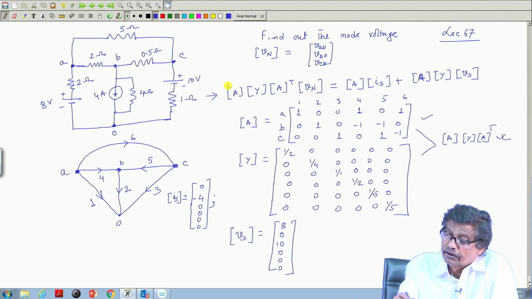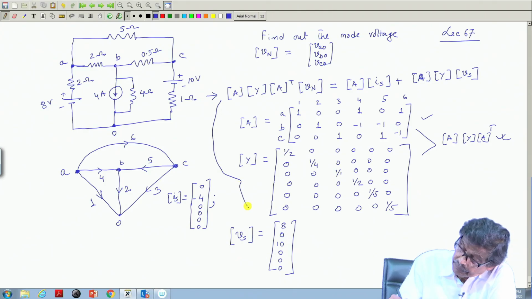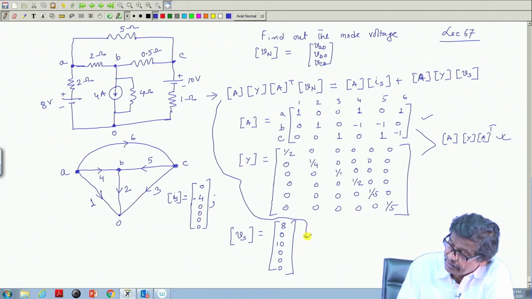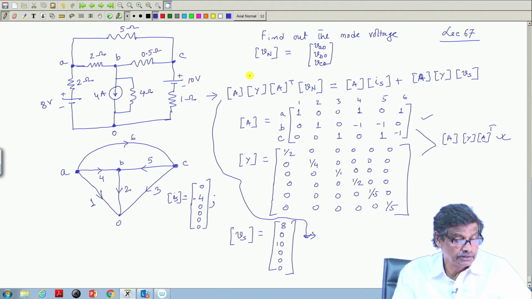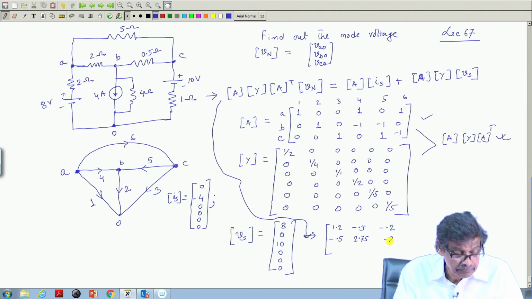Therefore, I now know everything of this equation. I will calculate A y A transpose. I will just give you the final result. So, this equation I am putting the numbers. If you put here, I am writing A y A transpose. You can verify if I have made any mistake, that is, you check that. It will look like 1.2 minus 0.5 minus 0.2, then this one minus 0.5, 2.75 and minus 2, and this is minus 0.2, minus 2, 2.0, 3.2.